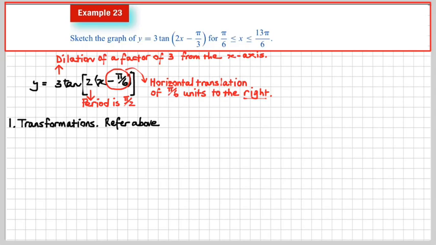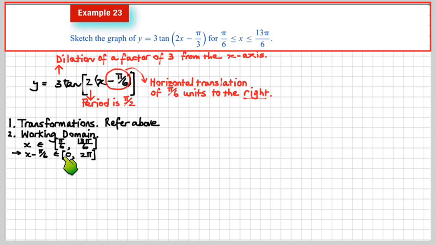Transformations refer above. Working domain, well, that's a bit of a complicated working domain. So let's just go through this. If x goes from pi on 6 to 13 pi on 6, which is basically a span of 12 pi on 6 or 2 pi, the period of this thing is pi on 2. So it looks to me like we are going to get, is that right? Yes, we're going to get 4 cycles of this beast, aren't we? We certainly are. Alright, so let's go.